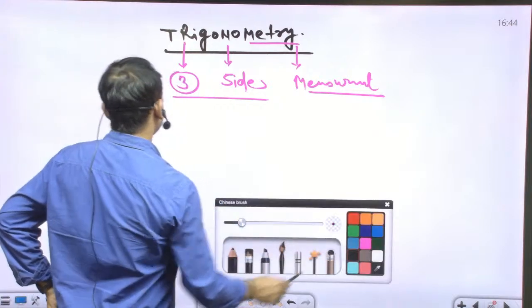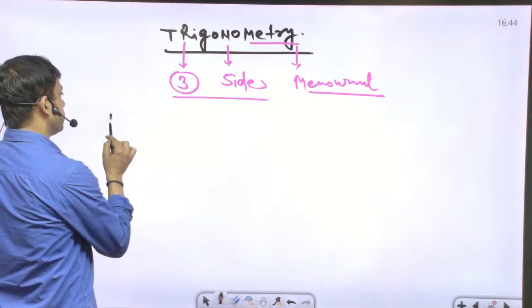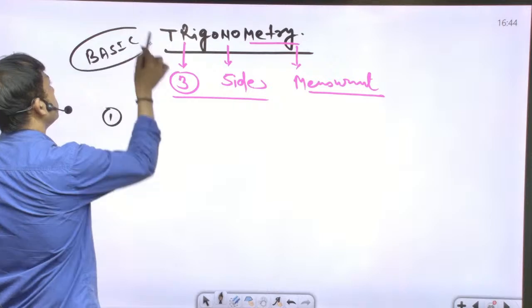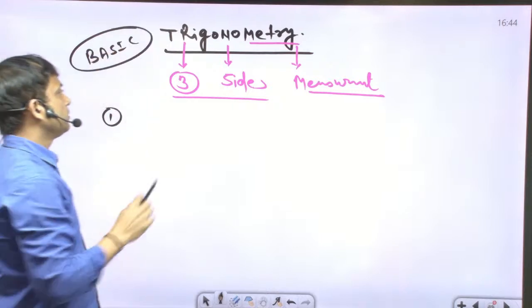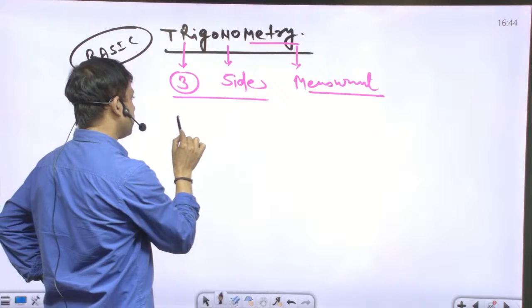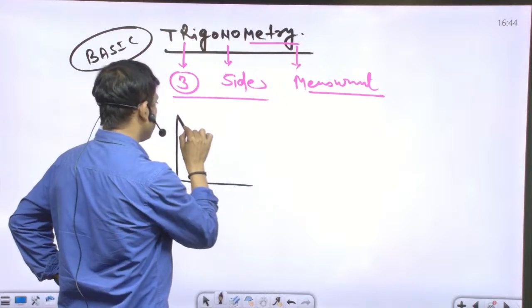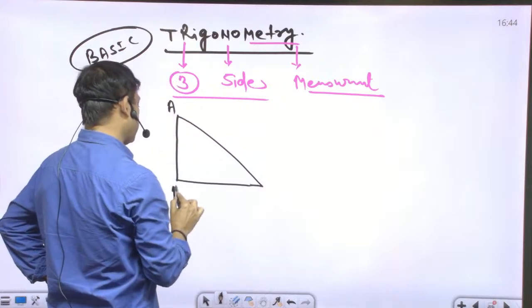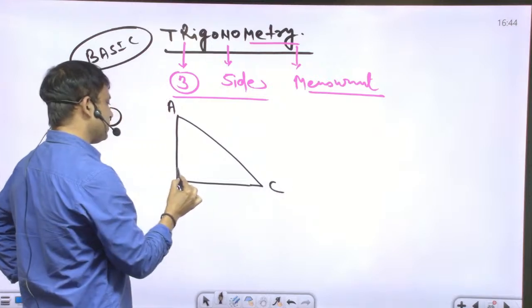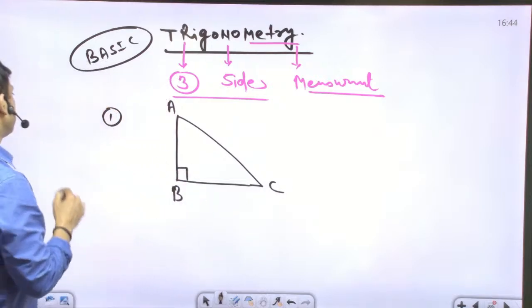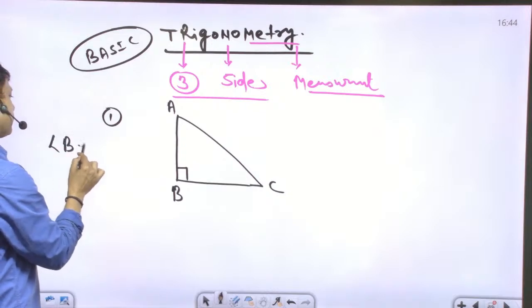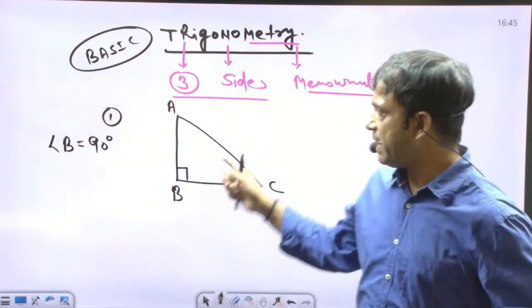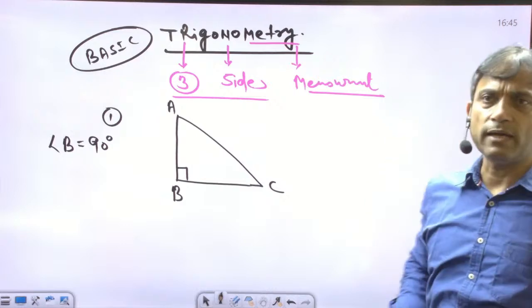So now take the basic structure for trigonometry. First write the basic criteria for this topic. 3 sides means draw a triangle. That is triangle A, B and C. And in triangle ABC, angle B is a right angle. Right angle means having degree 90. So draw a triangle ABC, and in ABC, angle B is 90.